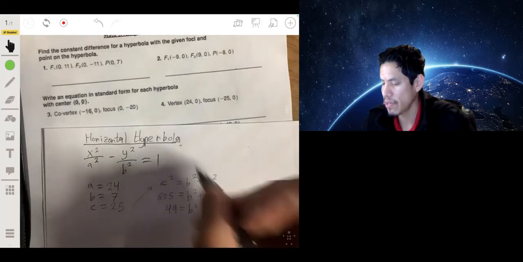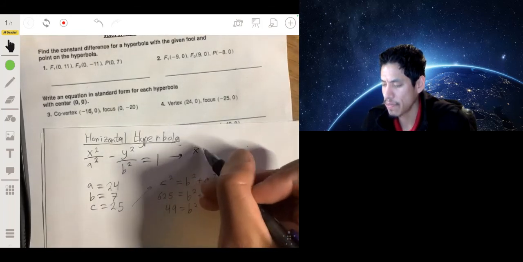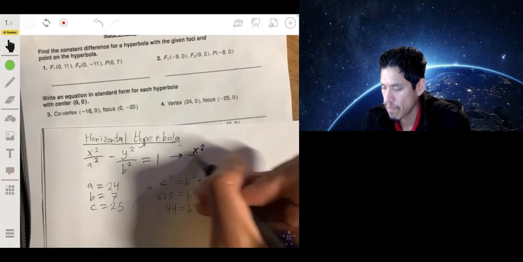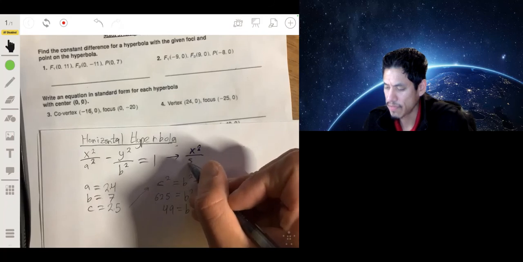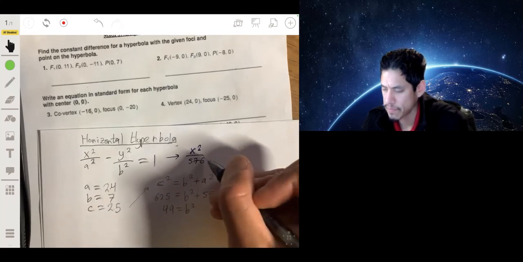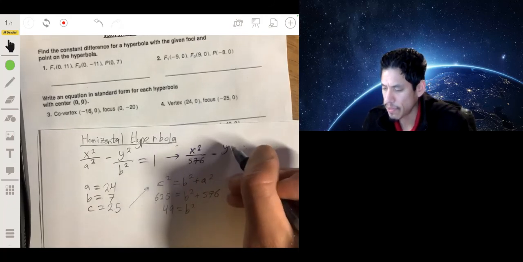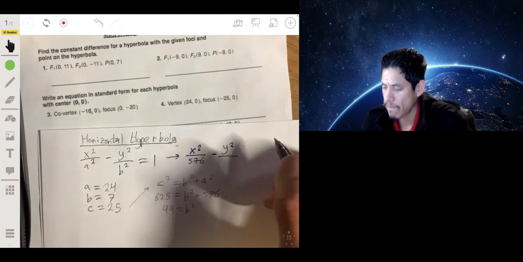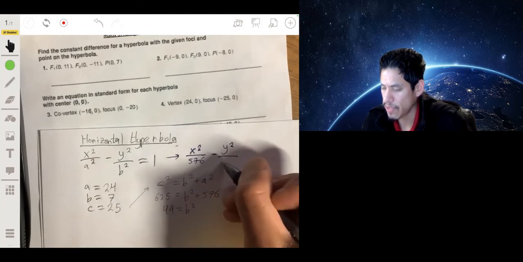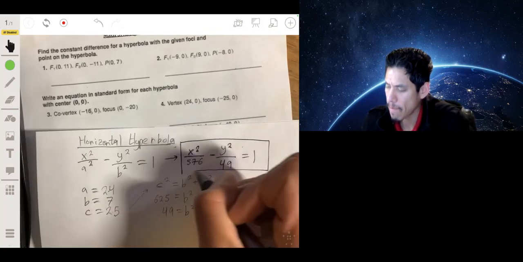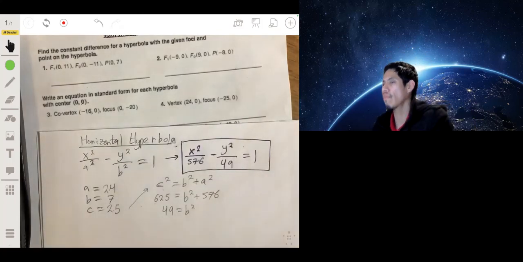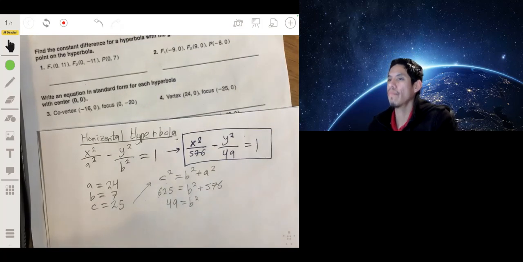And so then our equation will be x squared over 24 squared, so over 576, minus y squared over b squared, over 49, equals 1. There you go.